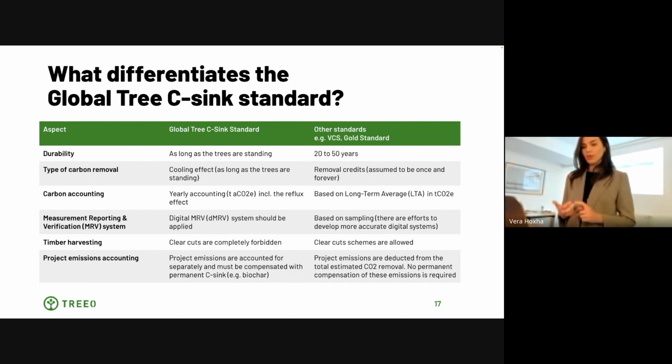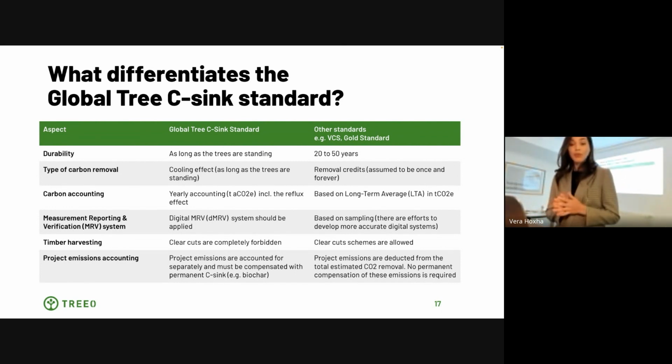So yeah, that's the MRV, and we also have the timber harvesting. So in the global cooling service, this is not completely forbidden. Let's say we cannot cut the whole area. We need to keep the equivalent of 40% of the CO2 standing in the land or in the project area, while the other standards are open to different designs, including clear cuts.